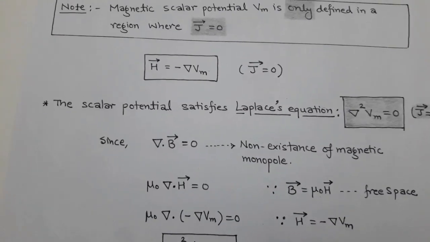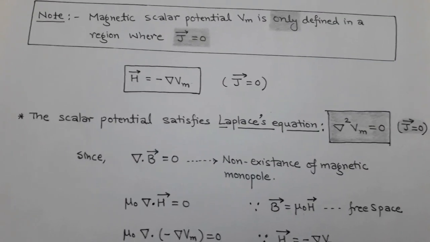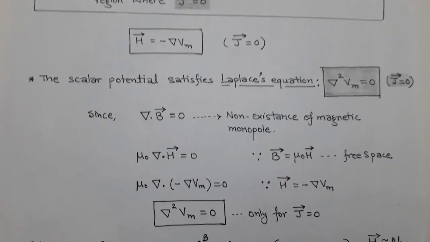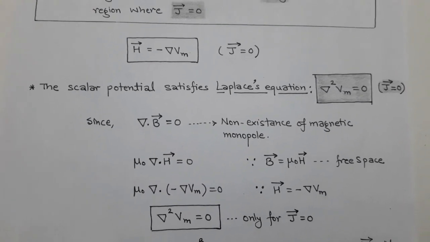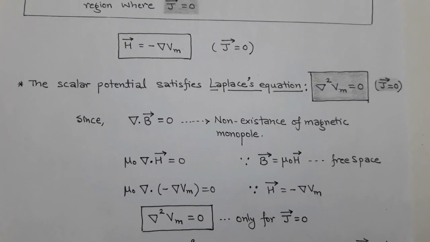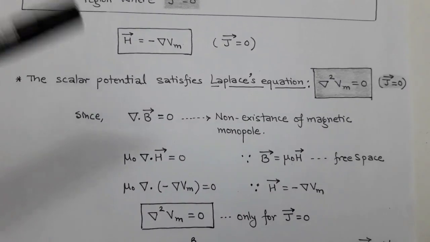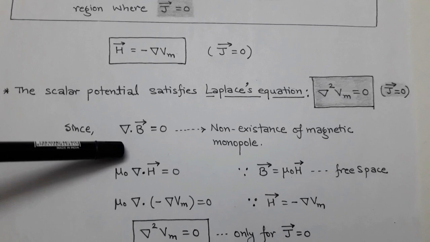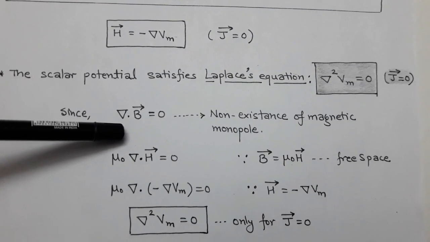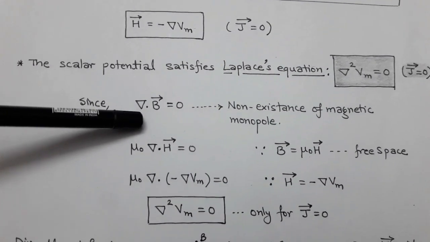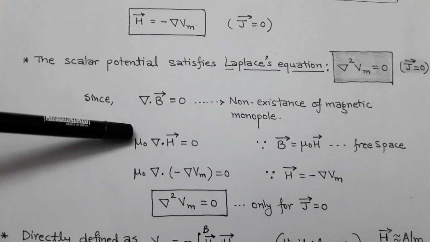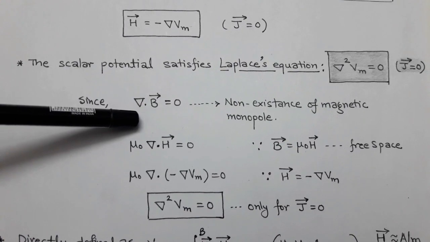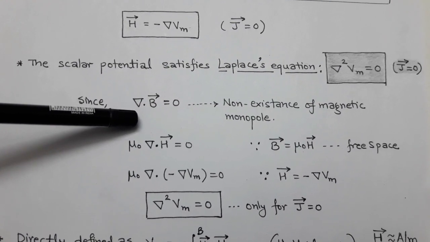Now, as we know, the divergence of magnetic flux density B is 0 because of the non-existence of the magnetic monopole, meaning there is no isolated magnetic charge. The magnetic field lines are always continuous. There is no source point or end point. It is a closed one. So here the divergence of magnetic flux density B vector is equal to 0, and it is the fourth Maxwell's equation.